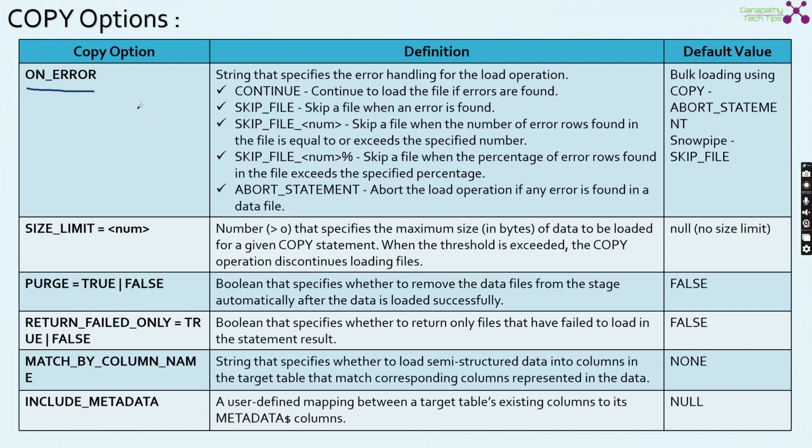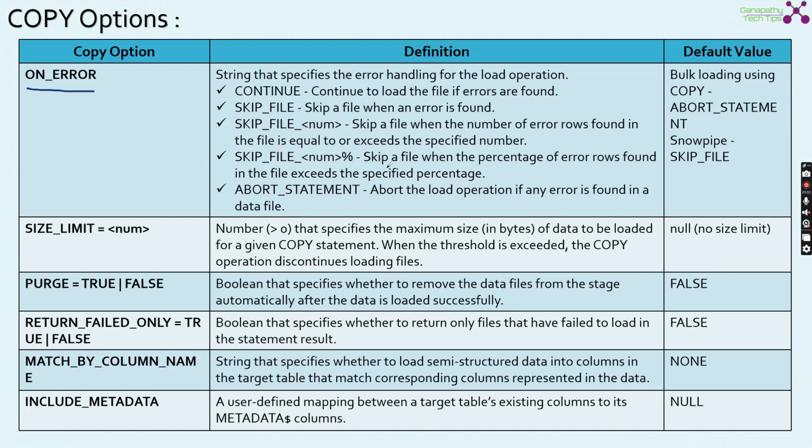Say you are loading multiple files into the system using copy, then whichever file is causing the error will be skipped. SKIP_FILE_num will skip the file when the number of error rows found in the file is equal to or exceeds the specific number. So if you specify SKIP_FILE_10, if it finds 10 errors, beyond that it will not load the file. As simple as it is.